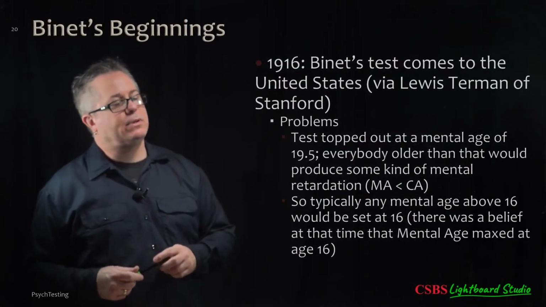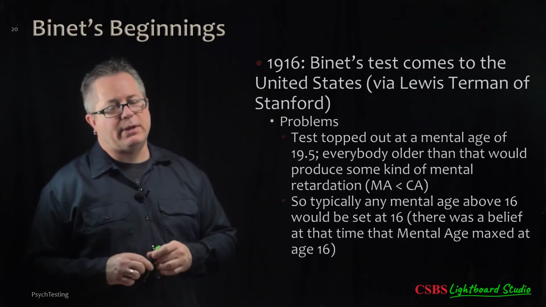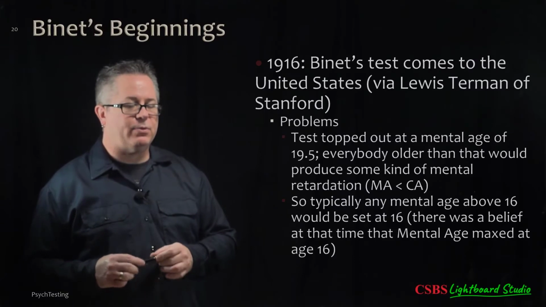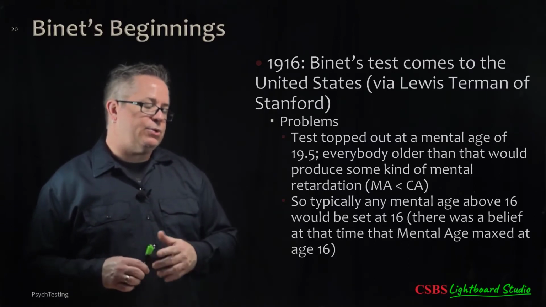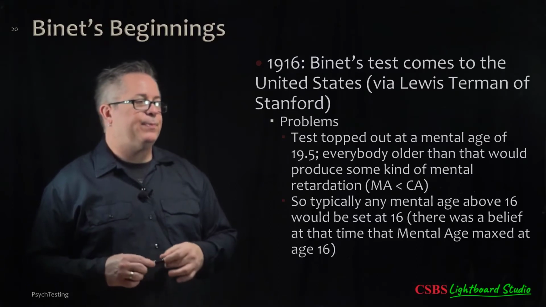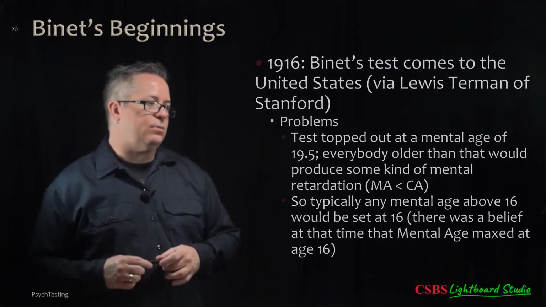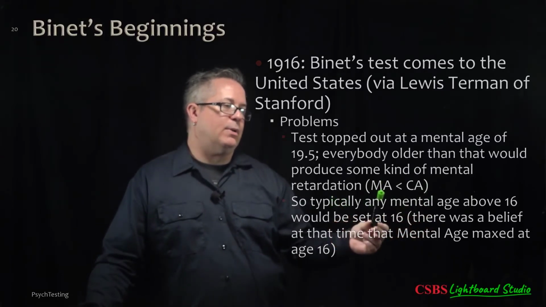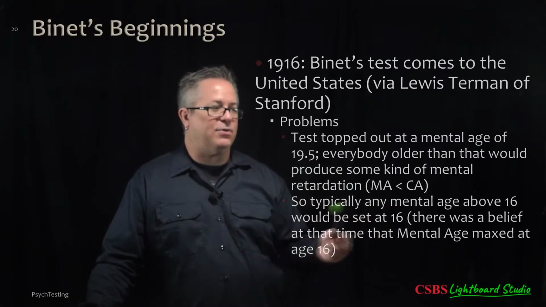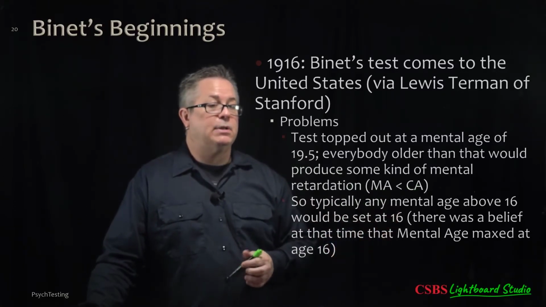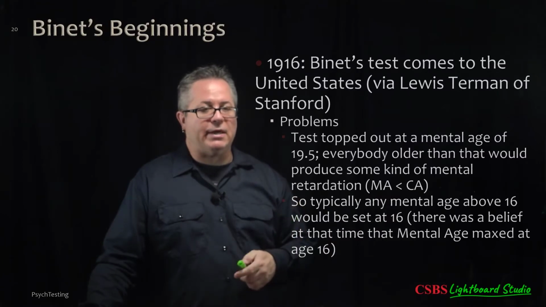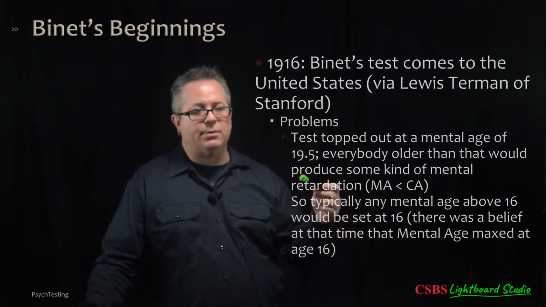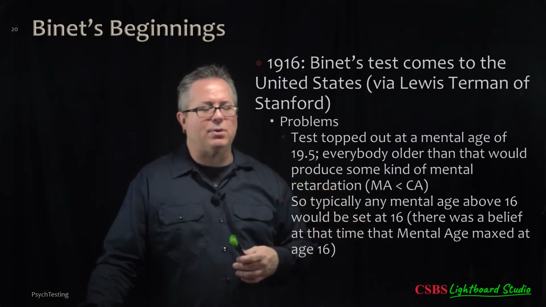So the problems here: this was still them trying to adapt it to the United States. The test topped out at a mental age of 19.5. So they really only had samples that were children through adolescence, maybe young adulthood. Everybody older than that would produce some kind of mental retardation, because their mental age would top out at 19.5, and their chronological age would continue to go up. So it would look like, well, you only know as much as a 19-and-a-half-year-old, but you're 40, right? So it's going to look like you're in one of those imbecile, idiot, moron categories.